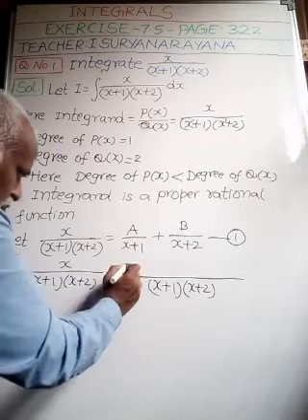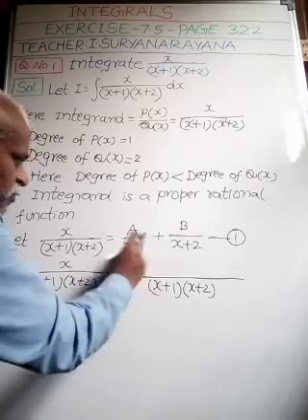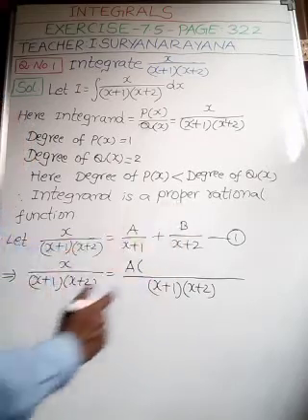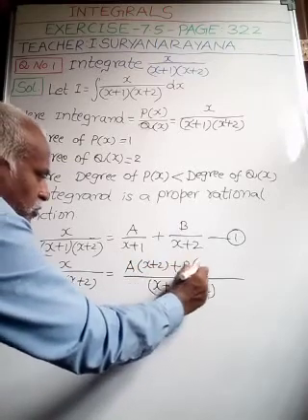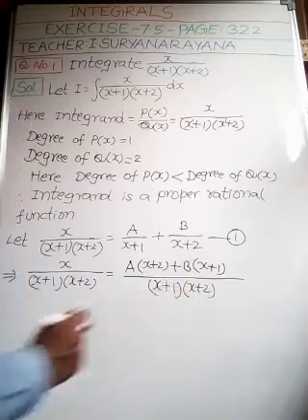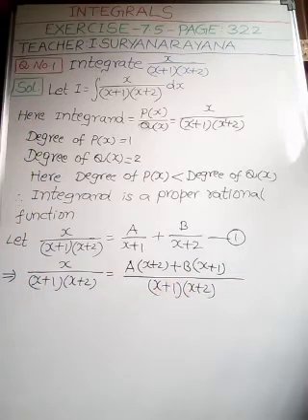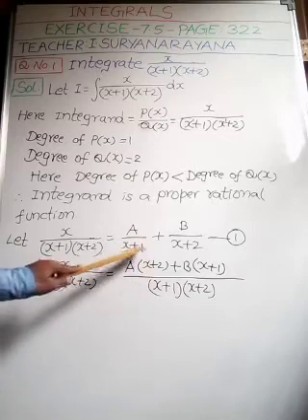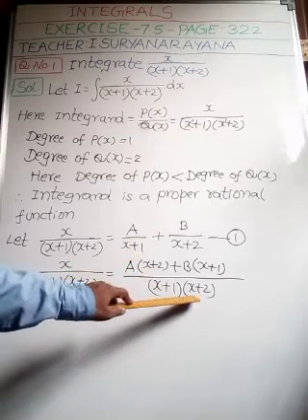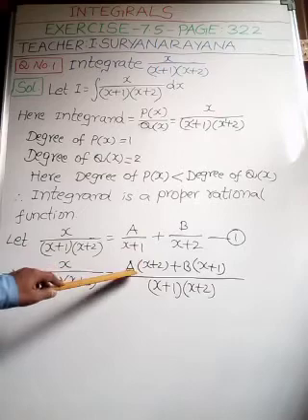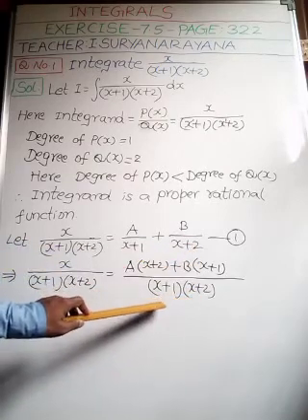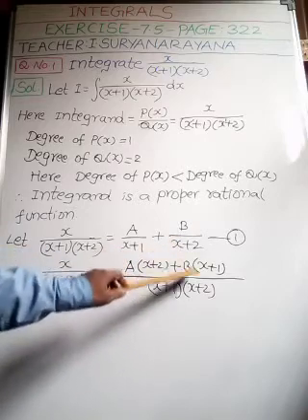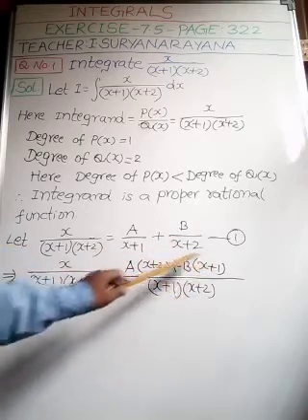Now let us write the numerator. A into (x plus 2), just like a cross multiplication, plus b into (x plus 1). Understood this numerator? Here this factor gets cancelled. What will be left here? X plus 2. So a into (x plus 2). Plus, here x plus 2 gets cancelled. Which factor will be left here? X plus 1. So b into (x plus 1). Understood this step?